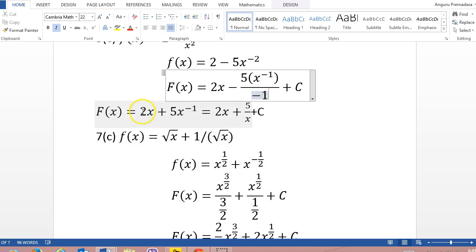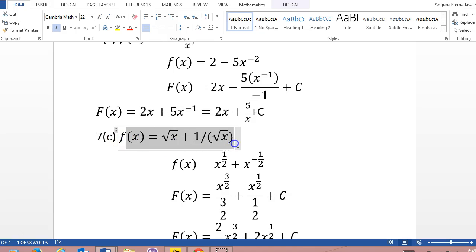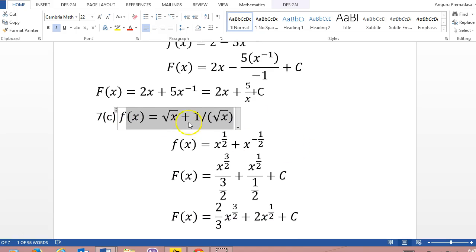Alright, so now let's look at this one. Again we have a sum, so we can find the antiderivative of each piece and add the antiderivatives. But before that, it might make sense to just rewrite it. So we write the square root of x as x to the 1/2, plus 1 over square root of x. That is 1 over x to the 1/2, which is actually x to the negative 1/2.